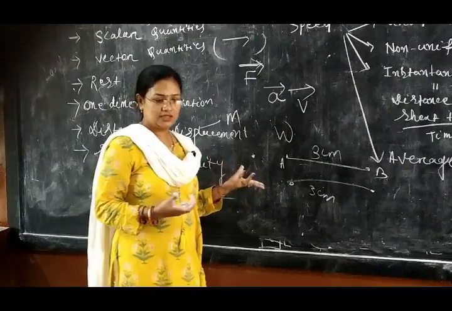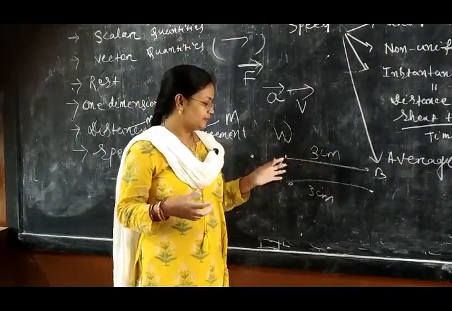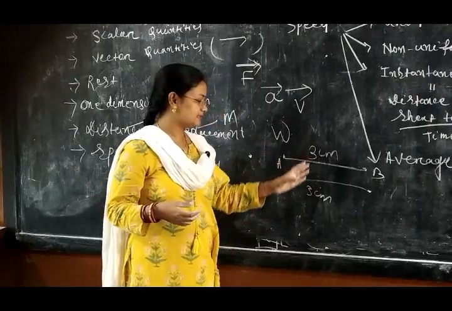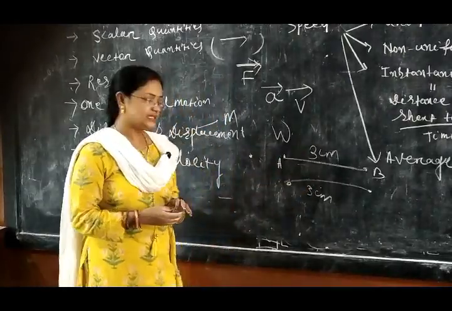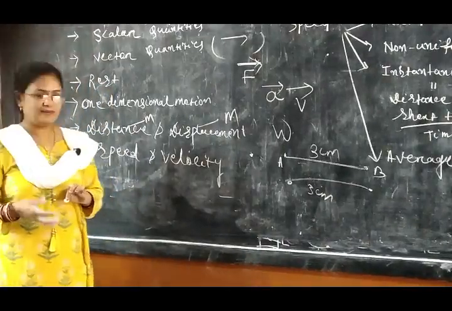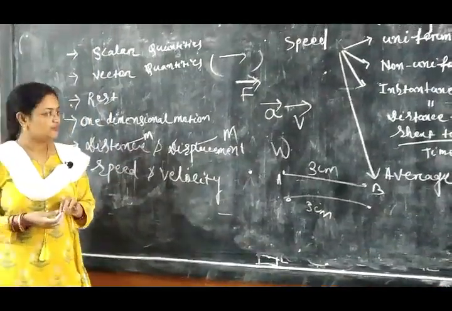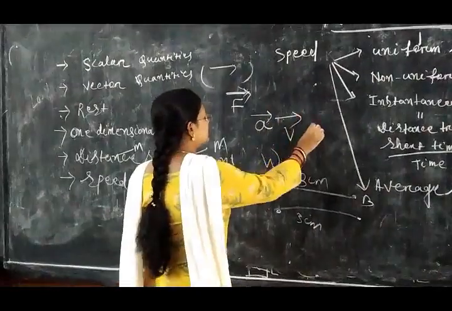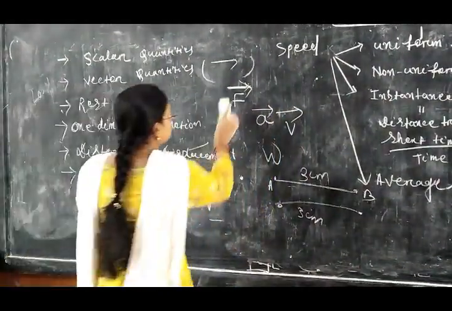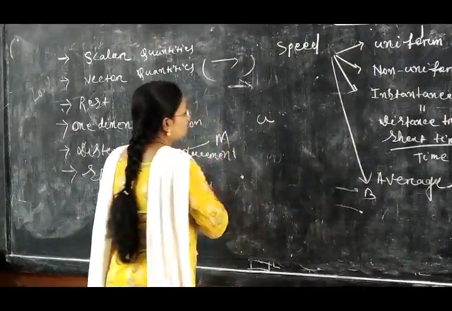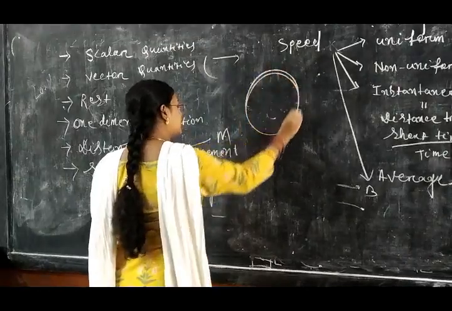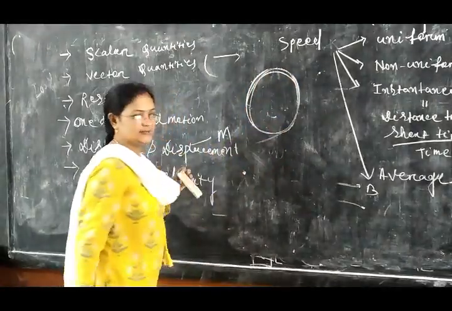When the body is moving from A to B and B to A, the distance is 6 and the displacement is 0. Okay, and we cannot say the distance is 0, but displacement may be 0. For example, suppose a body moves in a circular path. Okay, what is the distance and what is the displacement?